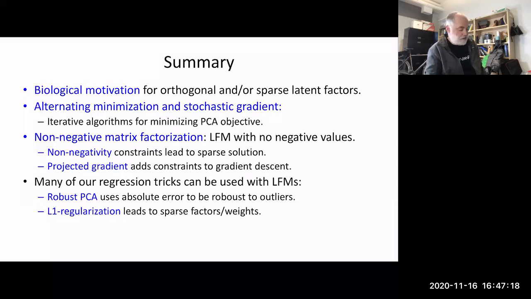So we gave a hand-wavy biological motivation for orthogonal or sparse latent vectors. We talked about different ways to optimize the PCA objective: alternating minimization, stochastic gradient. We said be confident, you know a bunch of tricks from the previous part of the course. The other new thing we talked about is projected gradient, but you can set up non-negative matrix factorization in a bunch of different ways. Many of the regression tricks we talked about elsewhere can be used for robust PCA, L1 regularization leading to sparse factors and weights, and so on and so forth.